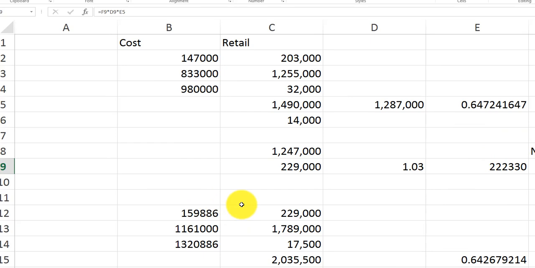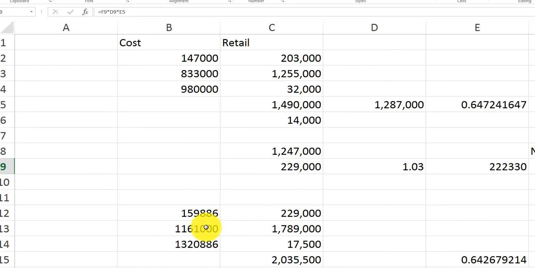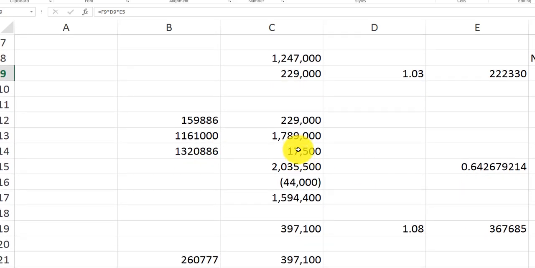Then start the whole thing again. The 229 becomes our beginning. Our 159,886 becomes our beginning for the new year. And we have some new numbers for purchases, for markups and markdowns, and so forth. We do the same thing. Again, calculating the cost percentage. All right. This time it's a little bit lower than it was last time. We include everything in there to get our ending inventory at retail.